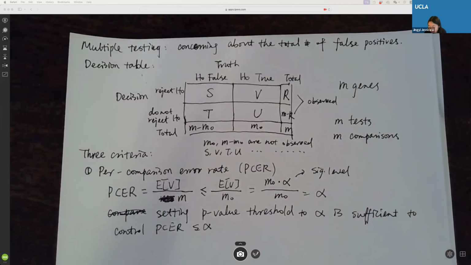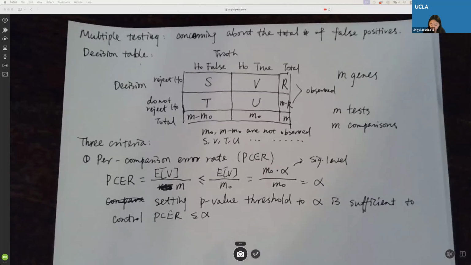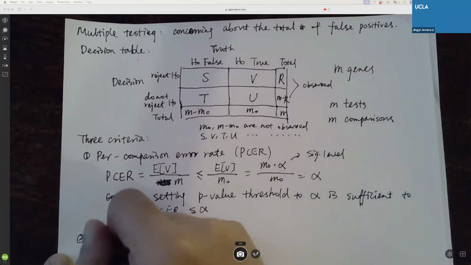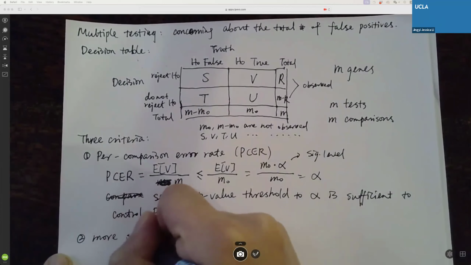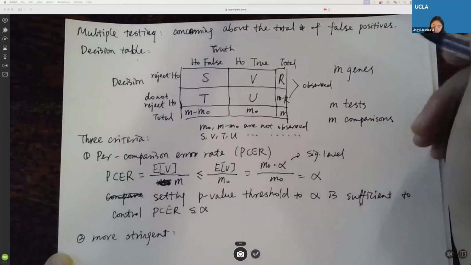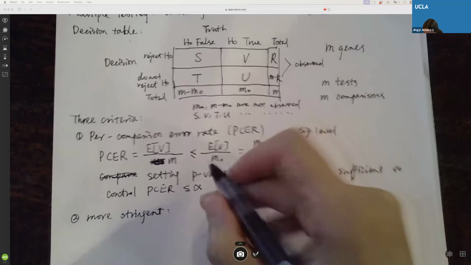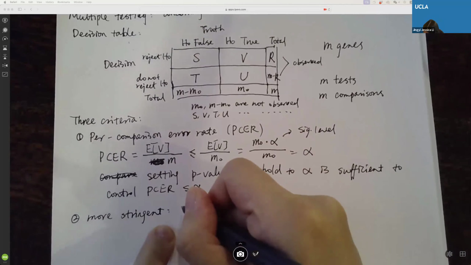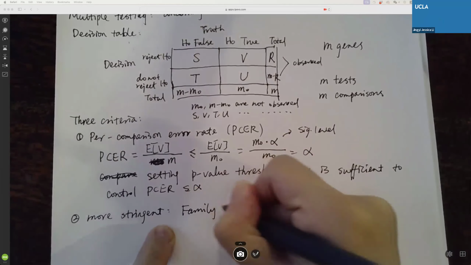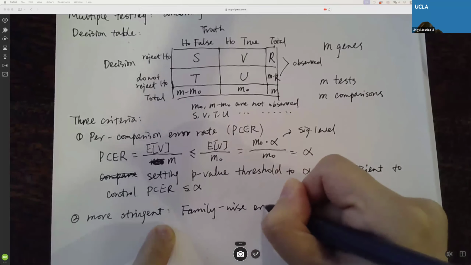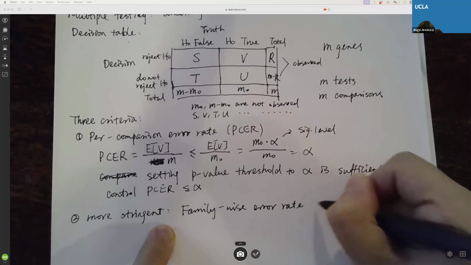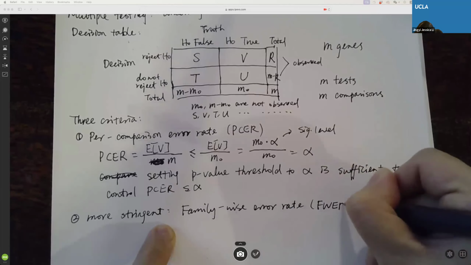But as we said, this is not enough if you want to control the total number of false positives, that is V. The expectation of V can still get very large, right? m0 times alpha can still get very large. So on a more stringent side, we have another criterion called family-wise error rate, in short FWER.